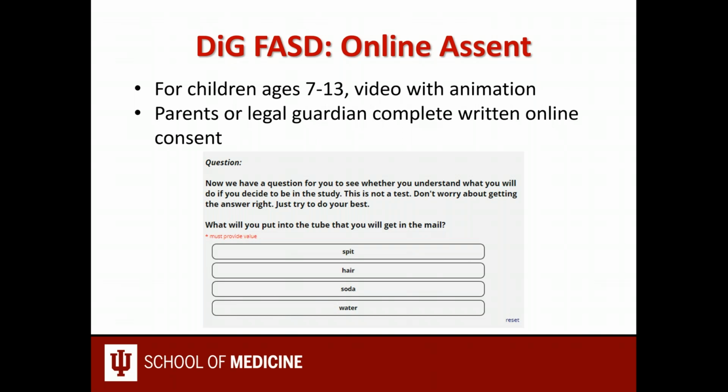Now, importantly, when we have a child between the ages of 7 and 13, we still need to know that a parent or legal guardian wants the child to participate in this study. So the parent or legal guardian still has to do that online consent, the one that I just showed you that you would read. So actually 2 people need to do that work then. Okay, one doing it on the video, one doing the parent or legal guardian online consent.